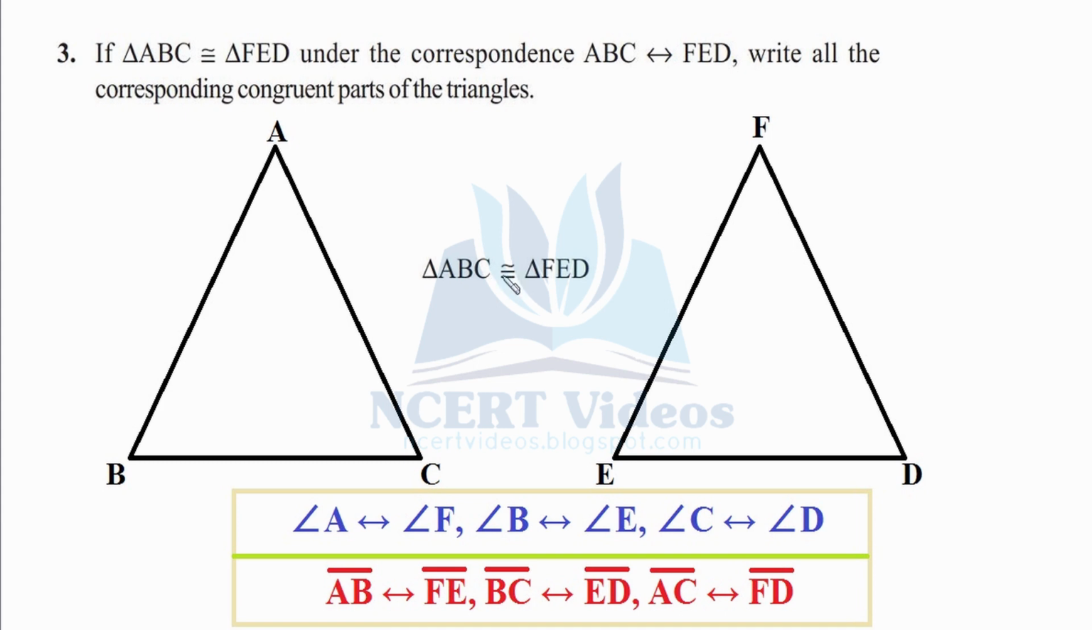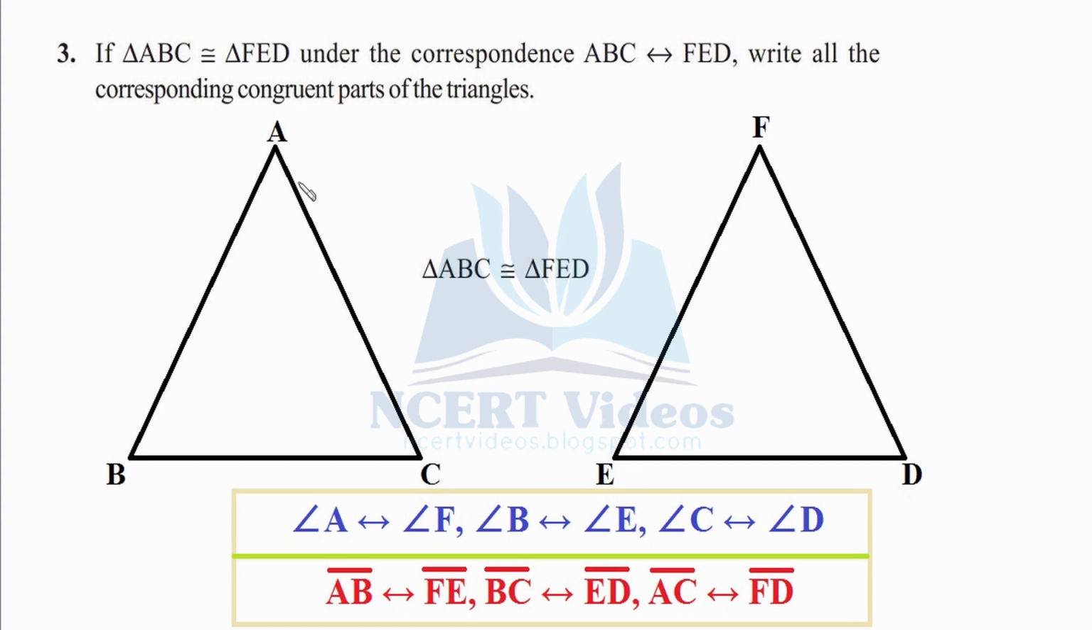It actually means that this triangle is exactly like triangle FED. And an important thing in congruency of triangles is that their correspondence must be followed. That is, angle A is congruent to angle F. It is not that angle A is congruent to angle E.